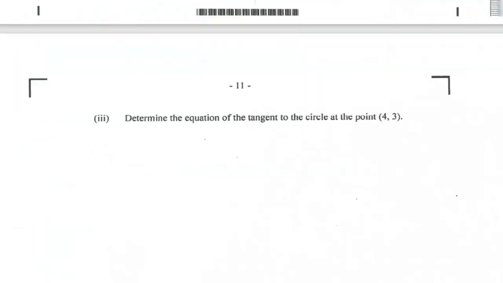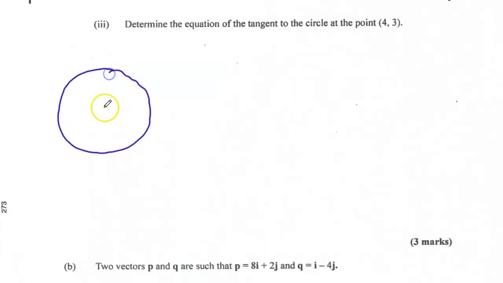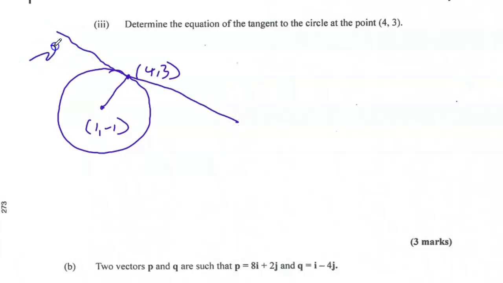Next, determine the equation of the tangent to the circle at the point (4, 3). So let us do the sketch again. The center, remember the center of the circle was (1, -1). Alright, we have a point here, (4, 3). The tangent touches the circle once. That's a tangent, it's a straight line that touches the circle once.